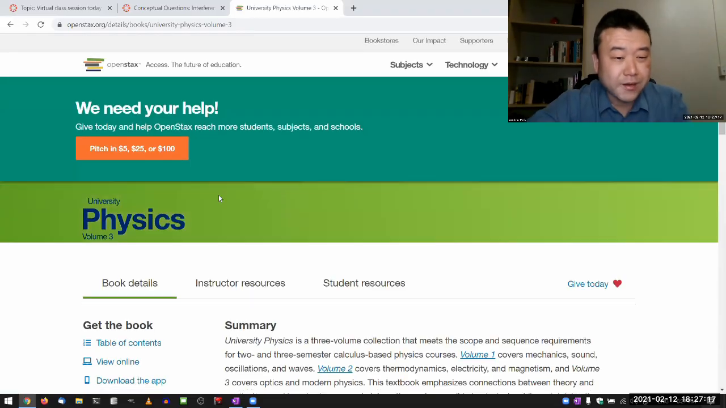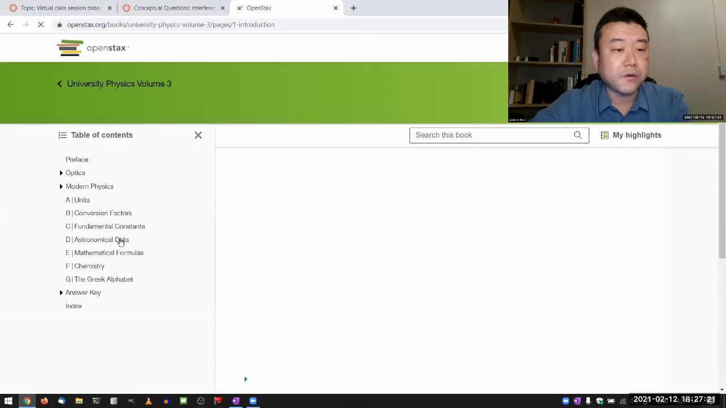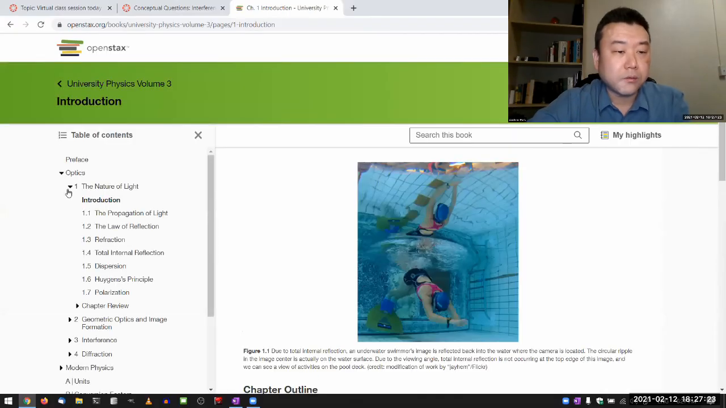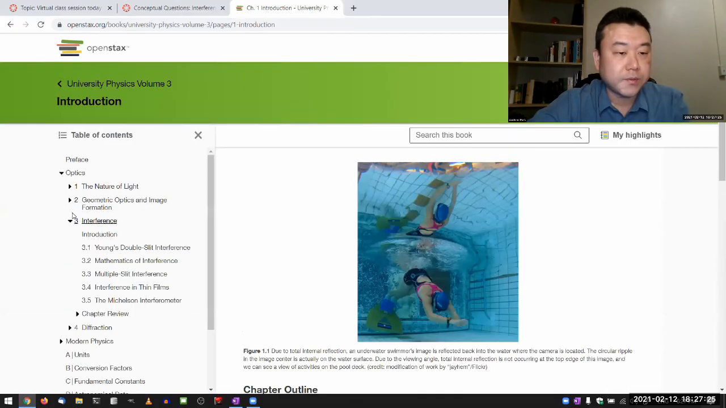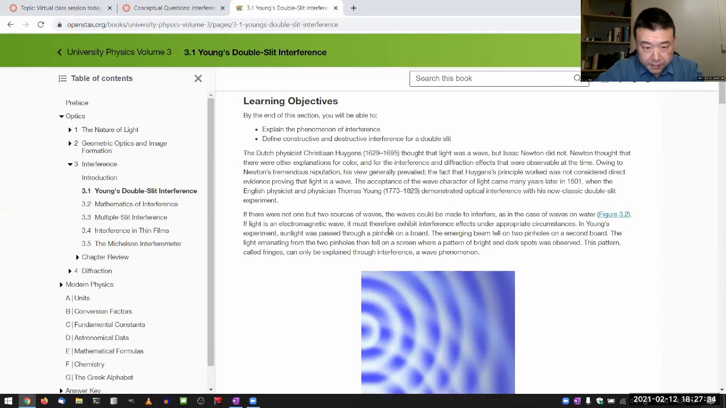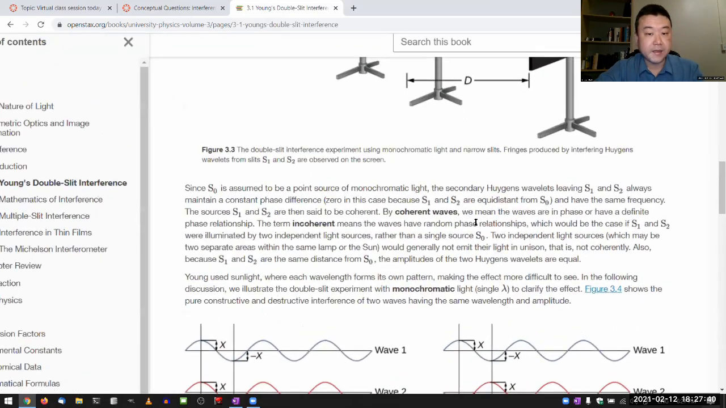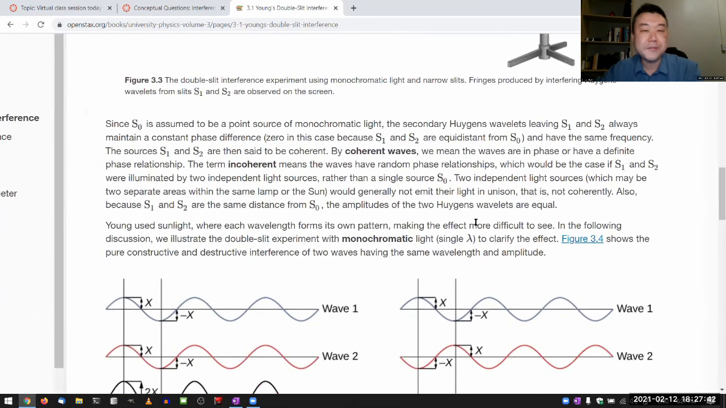They should have addressed this point about coherence, or lack of coherence, as a potentially limiting factor in whether you can observe an interference effect or not. Let me see here, coherence. Yeah, so they do talk about coherence here, and there's some information there.